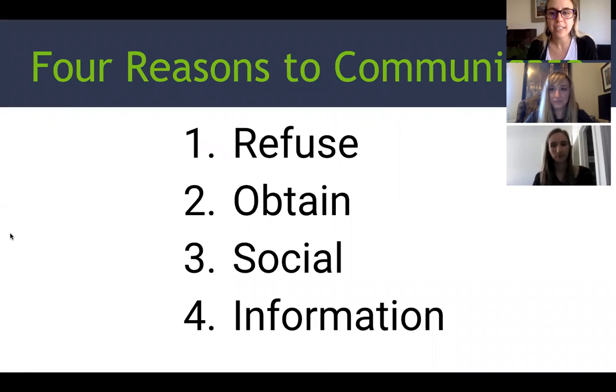Okay, so there are 4 reasons to communicate. The first reason is to refuse, second to obtain, 3 for social reasons, and 4 to provide information.